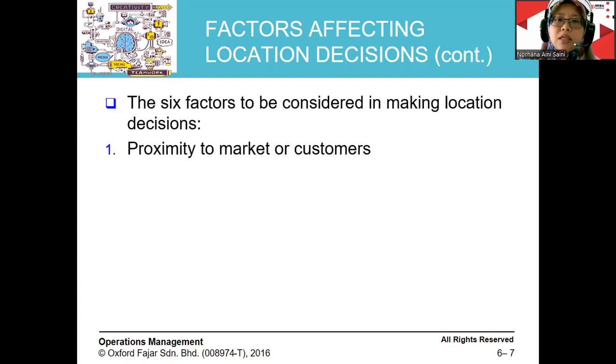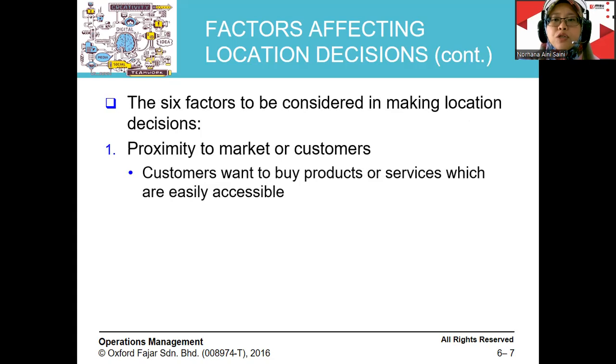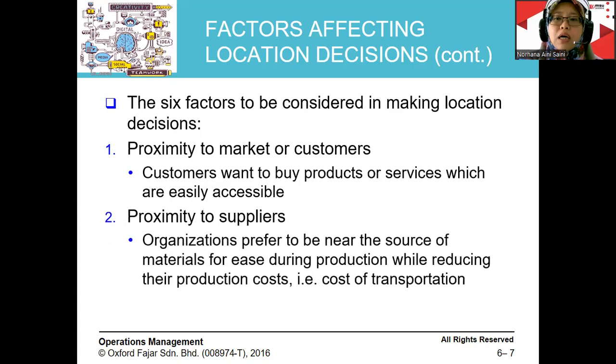These are the 6 factors that need to be considered when choosing the right location, making the location decision. Number 1, proximity to market or customers. Proximity means the length, how far your business can be located. First we base it on the market and also the customers. Customers want to buy a product or service which is easily accessible, nearby them.